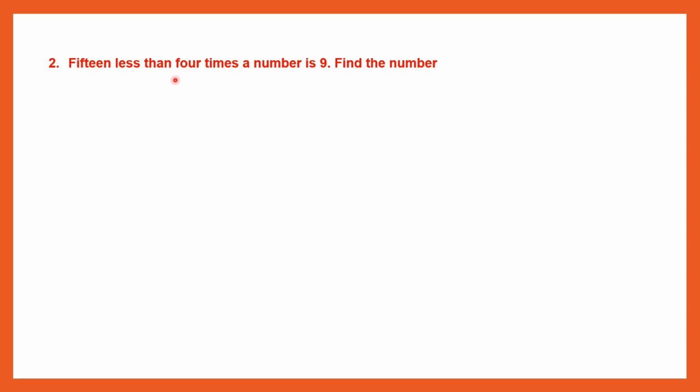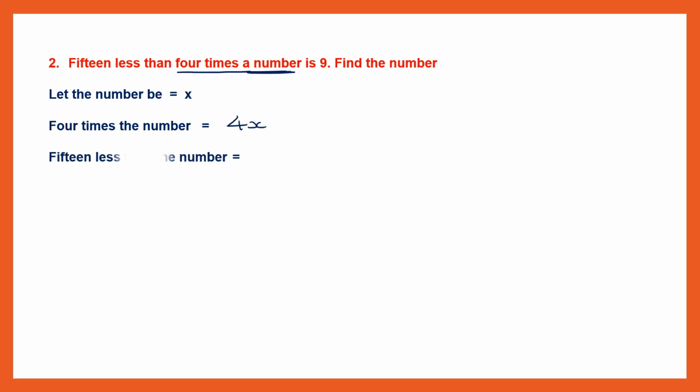Question 2. 15 less than 4 times the number is 9. Find the number. So first thing, let's write, let the number be x. So we are talking about this part. Let the number that we don't know be x. That means 4 times the number. Here we were given 4 times the number will be 4 times x, 4 into x.